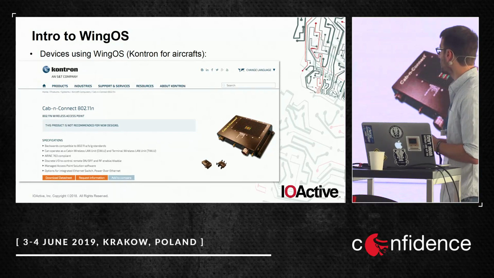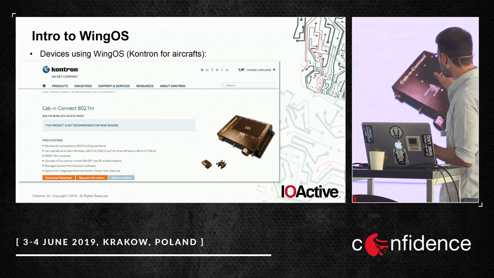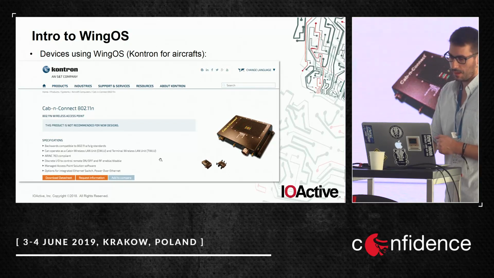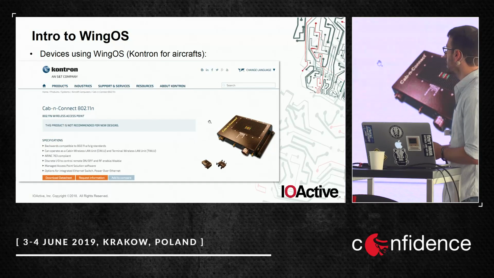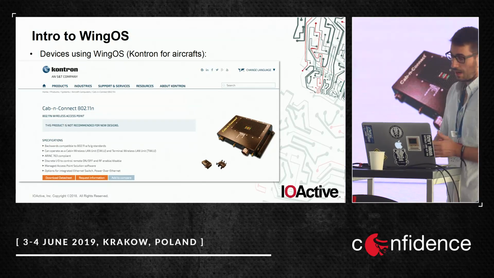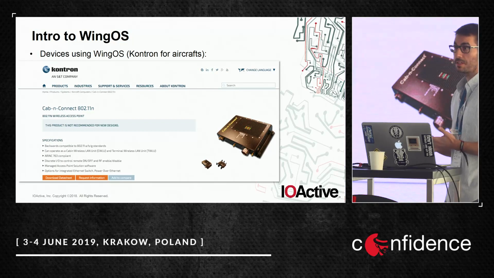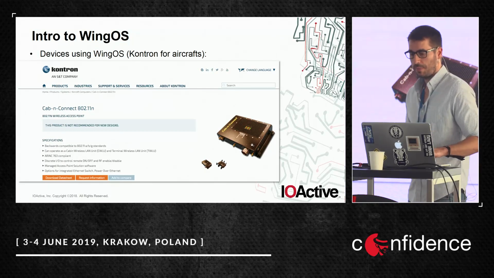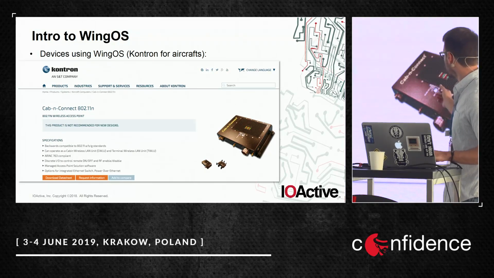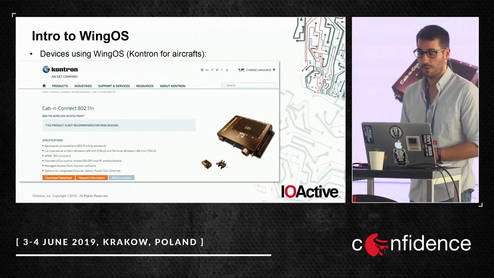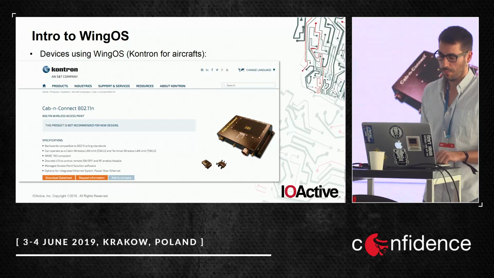This research started mainly because of this: Contron is a multinational. They make a lot of embedded devices for different industries, especially for the aircraft industry. I saw this device, the Cavium Octeon, which is an access point that provides Wi-Fi access to the passengers of the aircraft. But then I realized that right inside this box, we have a Motorola AP7131 access point running the WingOS operating system.